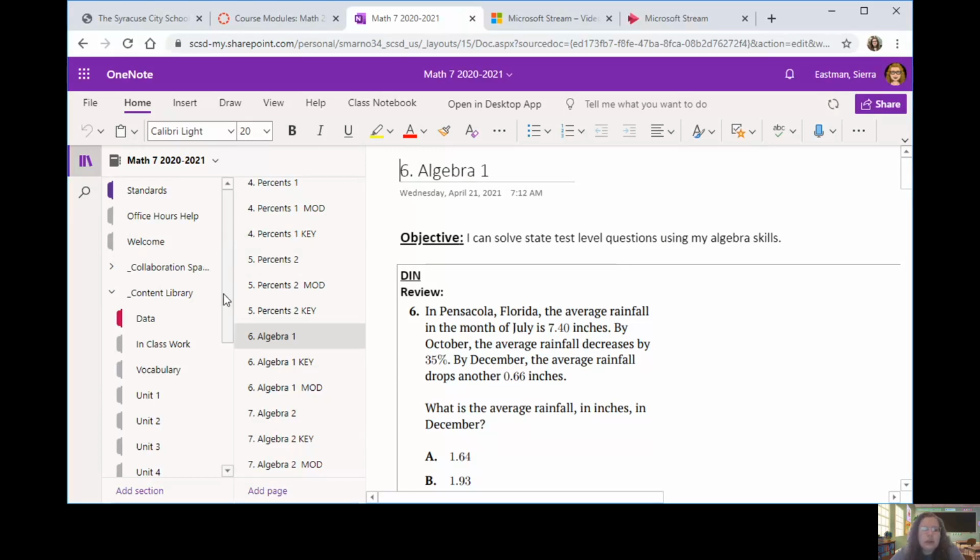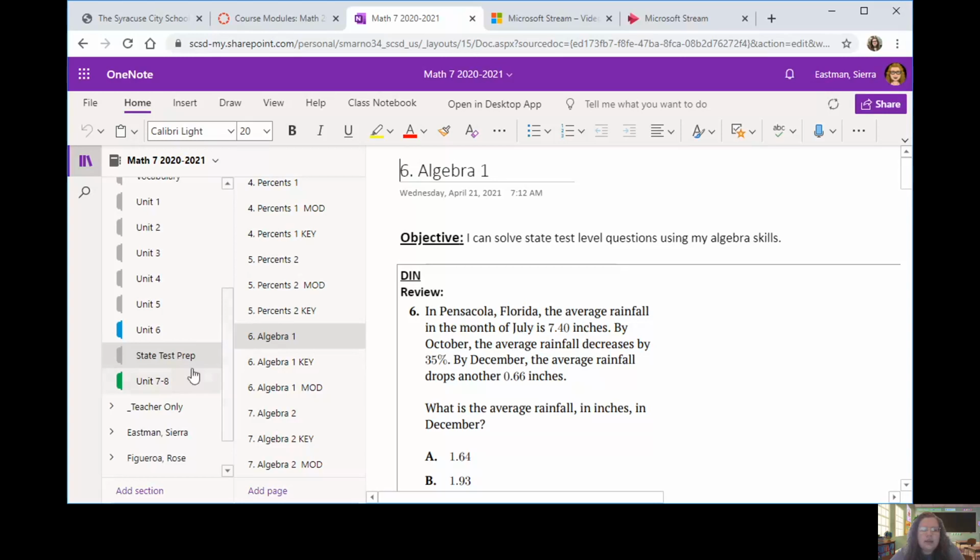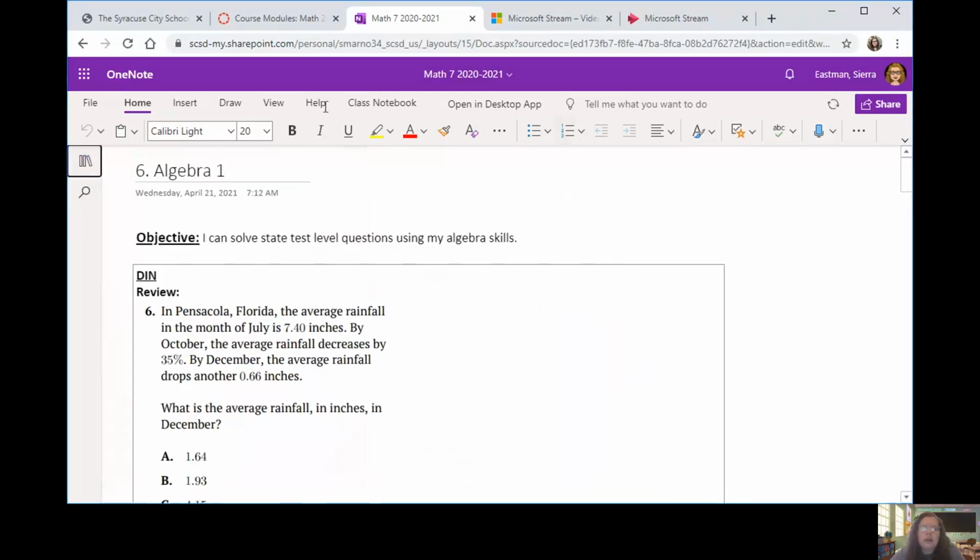We are going to be working in the state test prep section of our class notebook on page 6, which should say Algebra 1. Our last topic that we are reviewing for the state test / 8th grade review before we get into some new topics is our algebra skills. So our objective for today is to solve some state test level questions using those skills.